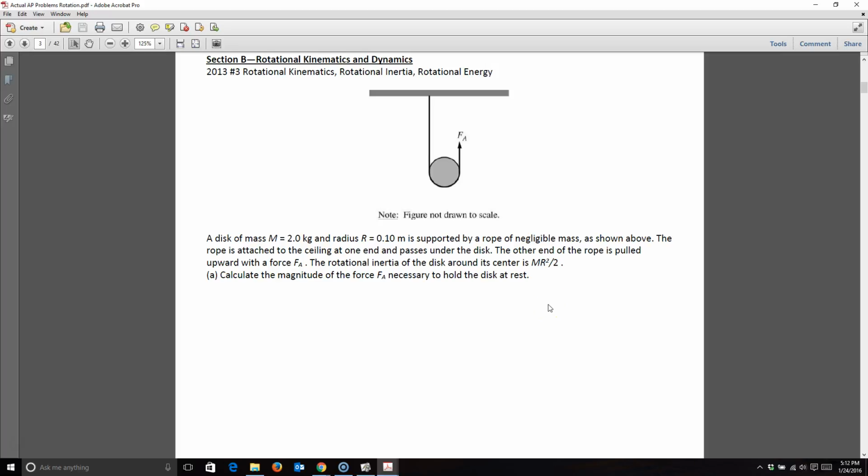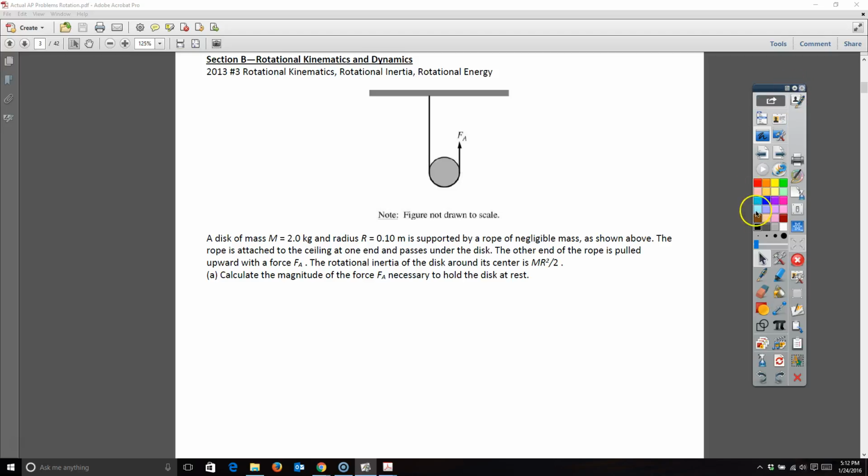Hey, this is Horner, and we're going to take a look at this first question, which is 2013, number 3. For rotational kinematics, it's got rotational inertia and rotational energy in it. First thing I would do on this problem is most likely you're going to need to draw a free body diagram at some point. So let's do that first.